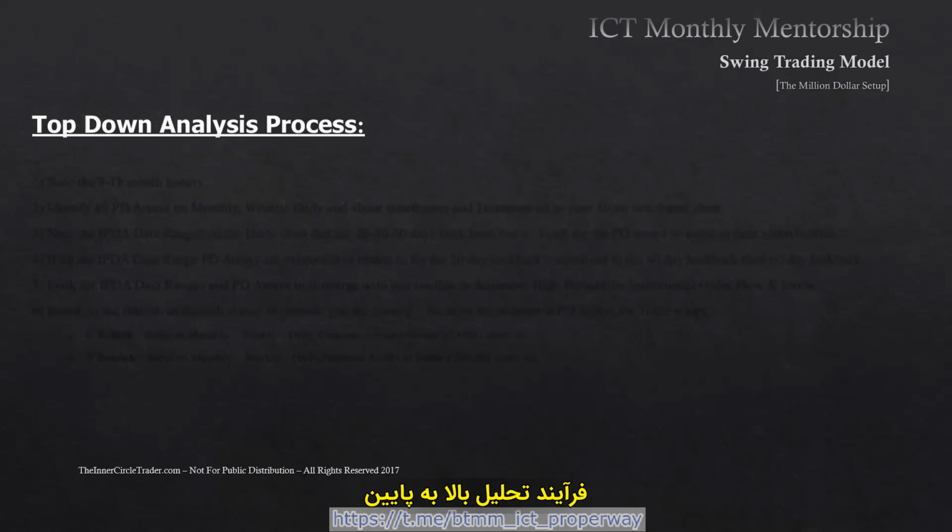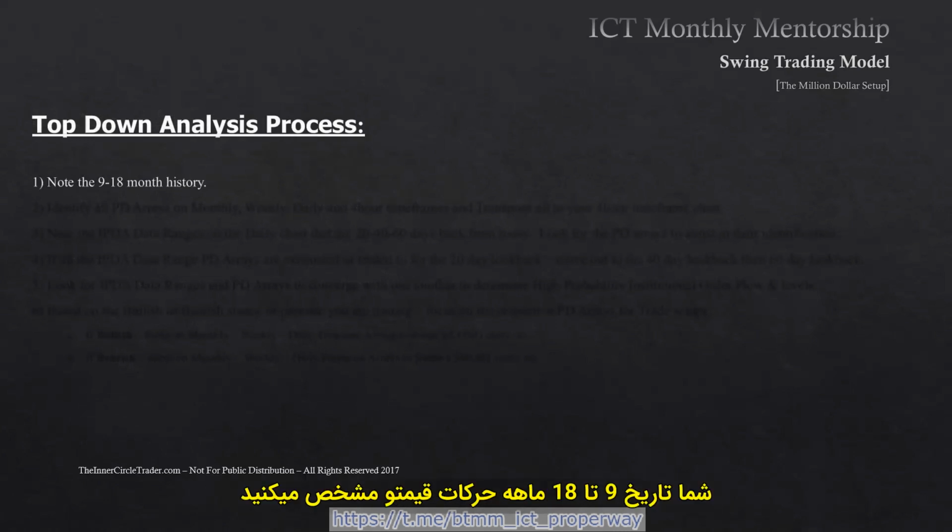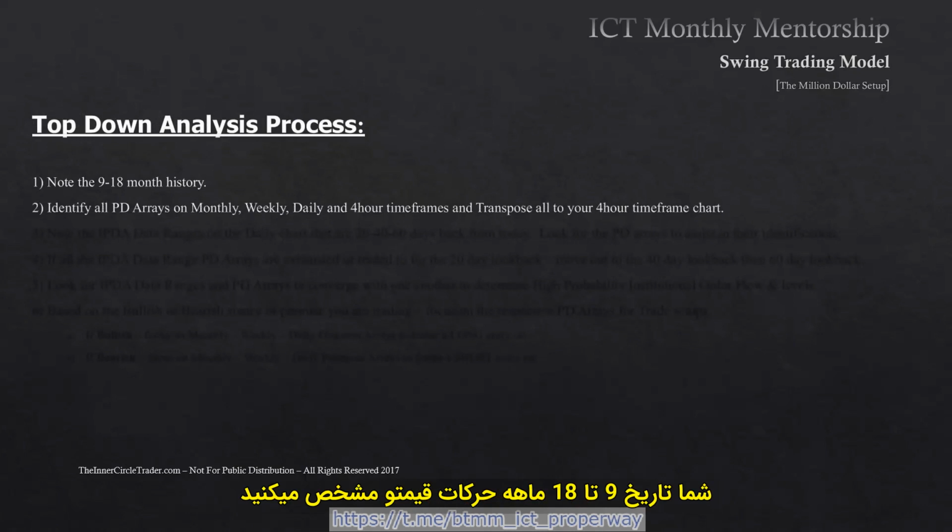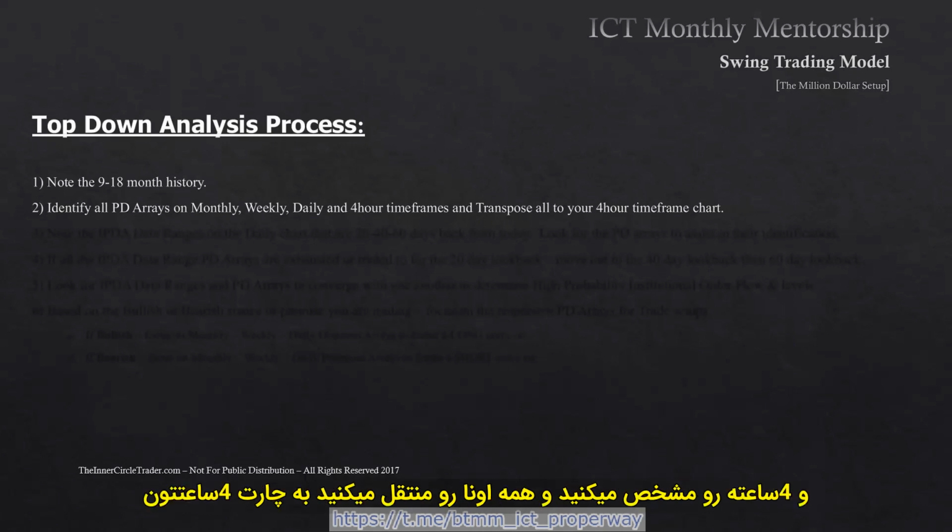The top-down analysis process. You note the 9 to 18 month history of price action. You identify all PD arrays on monthly, weekly, daily, and 4-hour time frames, and transpose all to your 4-hour time frame chart.